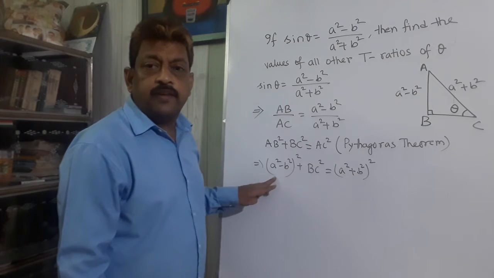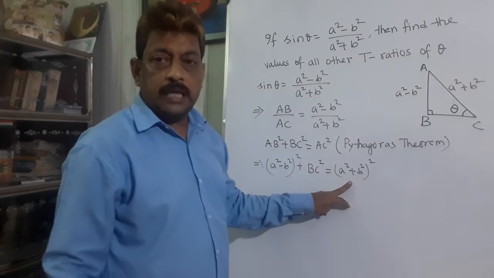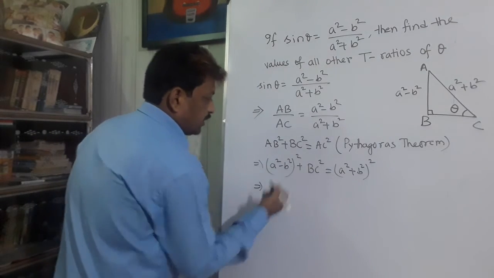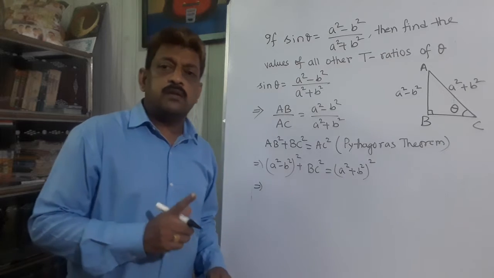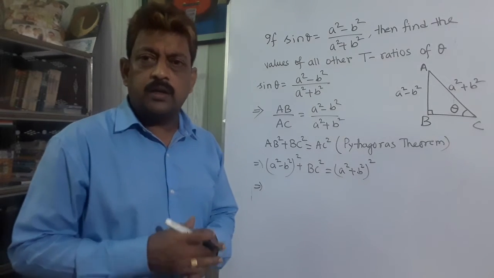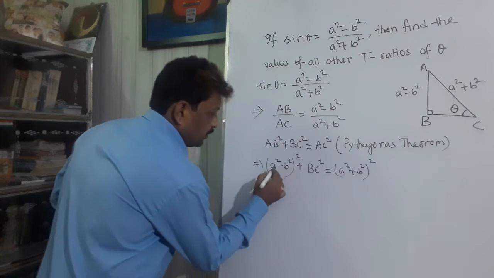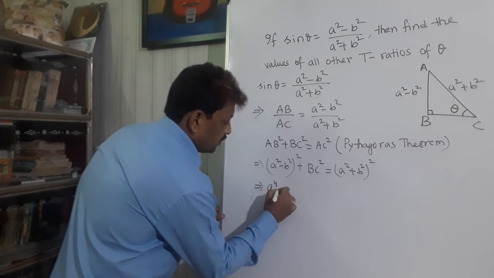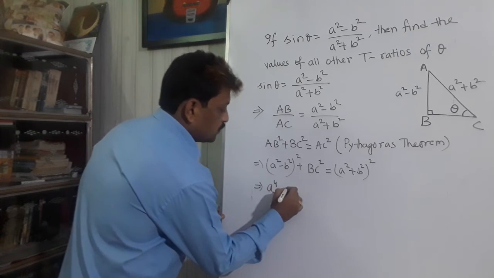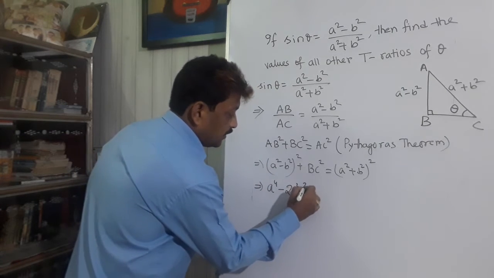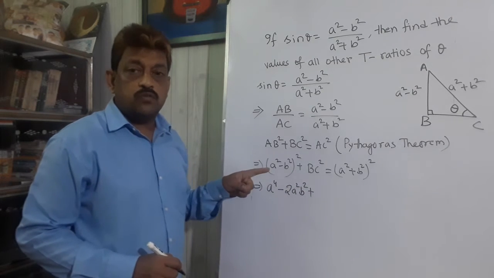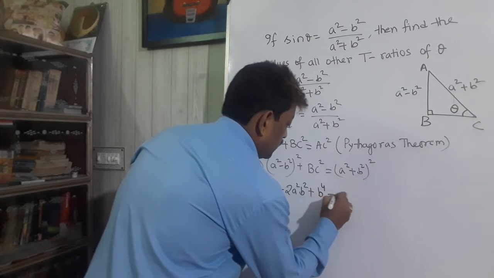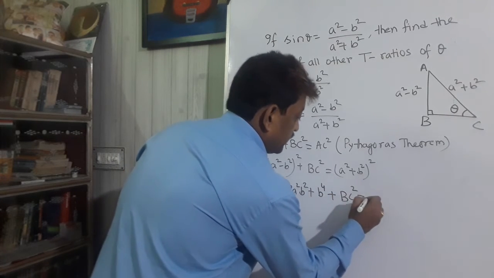So it is in the form of (a minus b) whole square on one side and (a plus b) whole square on the other. Let me simplify the whole thing. (a square minus b square) whole square is a to the power 4 minus 2a square b square plus b to the power 4, since a square means the square of a square, and b square means the square of b square. Plus BC square will remain as it is.